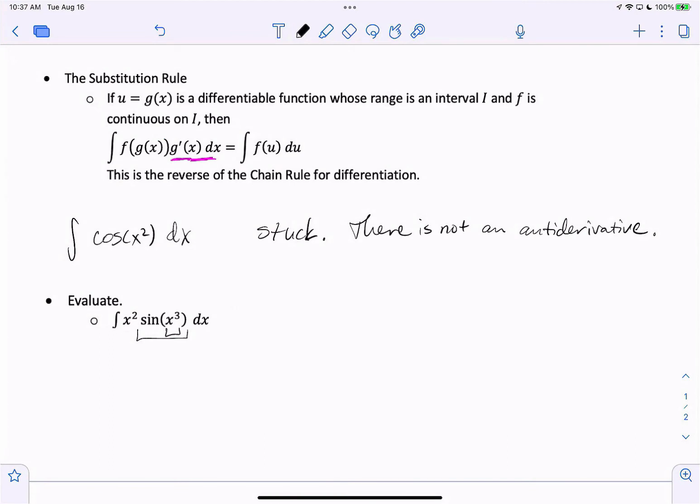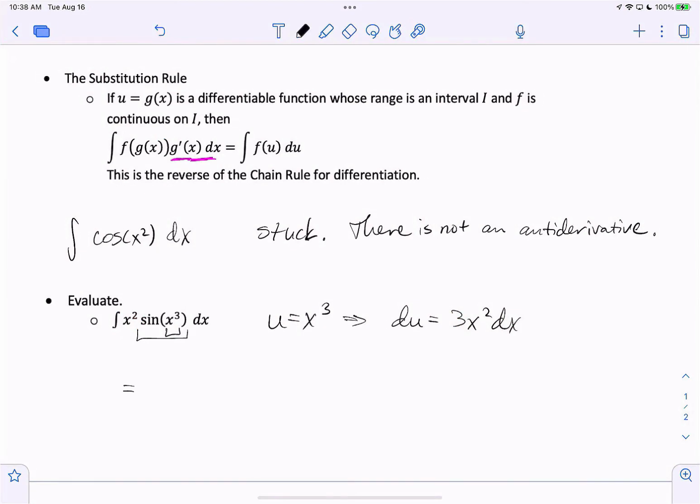So I'm going to identify as the inside function u is equal to x cubed, which then if I differentiate means that du is equal to 3x squared dx. Please don't forget the dx. All right. Now here's the thing. I have the x squared here, but I don't have the 3. And that's okay. We actually can fix a constant.